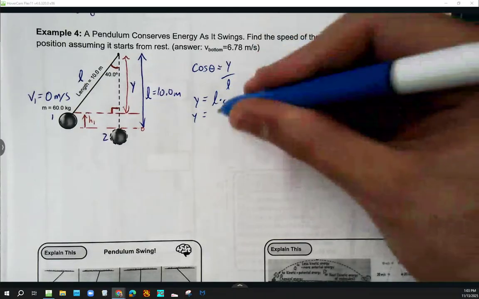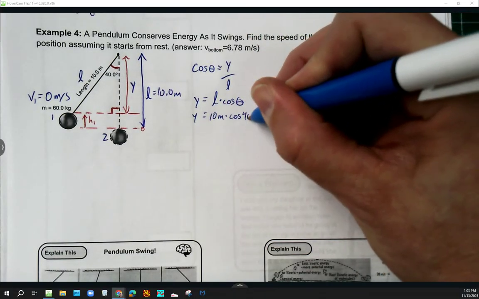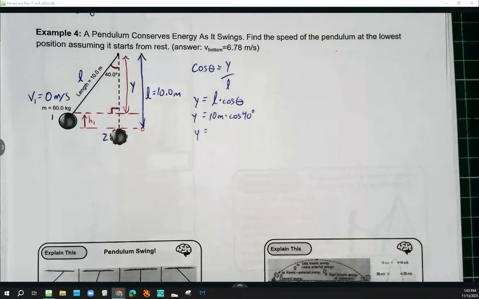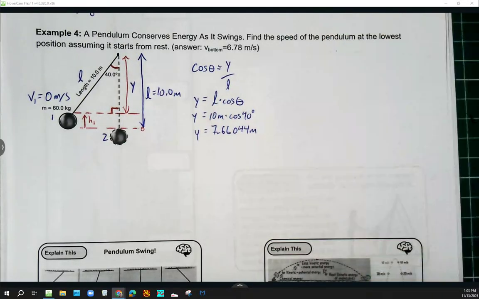So y is equal to, I'll sub in my values, 10 meters times cosine of 40 degrees. And I'm just going to give this to you because I did the math earlier. It was 7.66044 meters. That's how big y is.